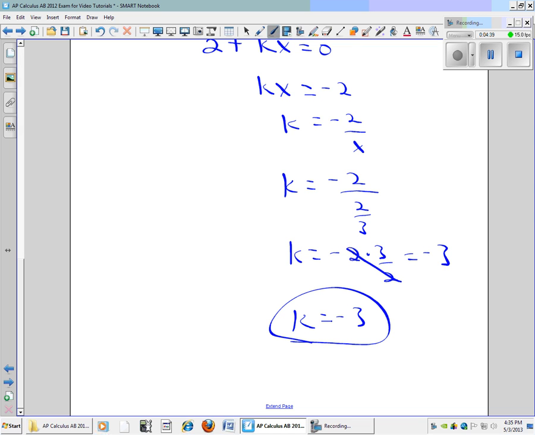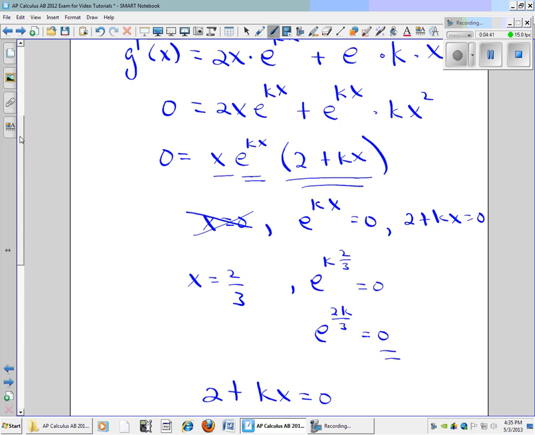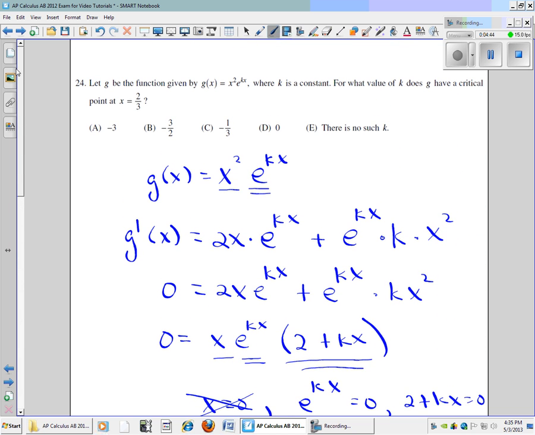And let's see our answer choice. Letter A. The answer is A.